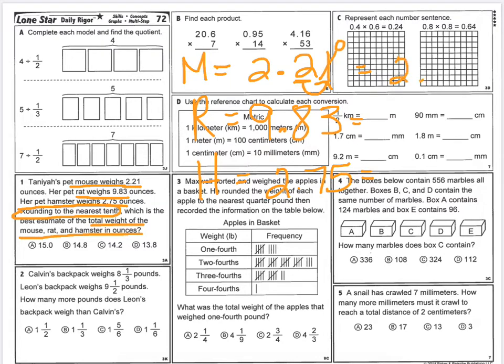So 2.2. And you can add the 0 or you can leave it off. That's your choice. So you're going to round the rat. You're going to round the hamster. And then it says the total weight. So we are going to do what? Add. Okay? And that's how you'll solve number 1. You're going to do the work. I'm just stepping you through.